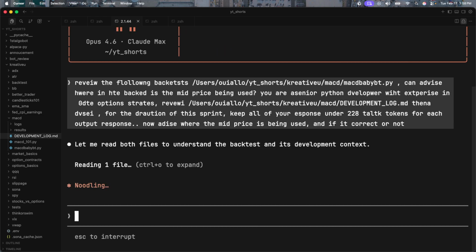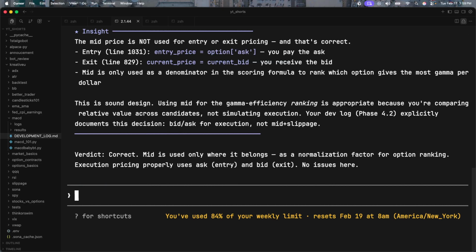So I'm using the Claude 4.6 model to go through and audit this backtest that I made, because I noticed that I may have snuck in a mid price, and it should be using an ask price. I just want to make sure that we're not over-inflating our numbers here, that this is actually true.